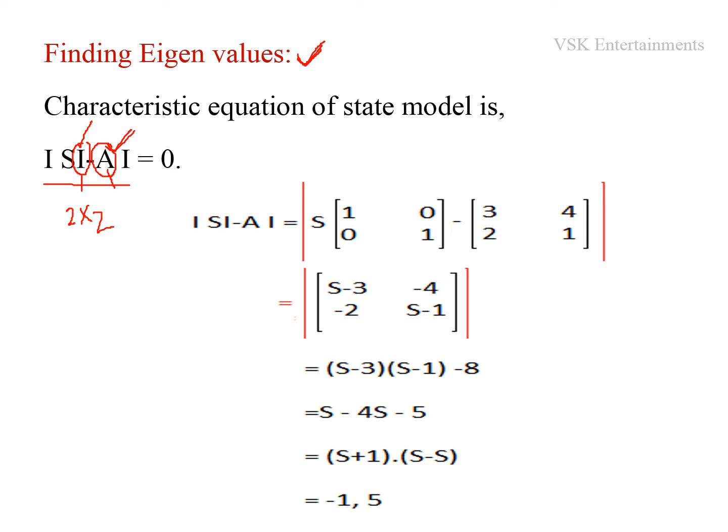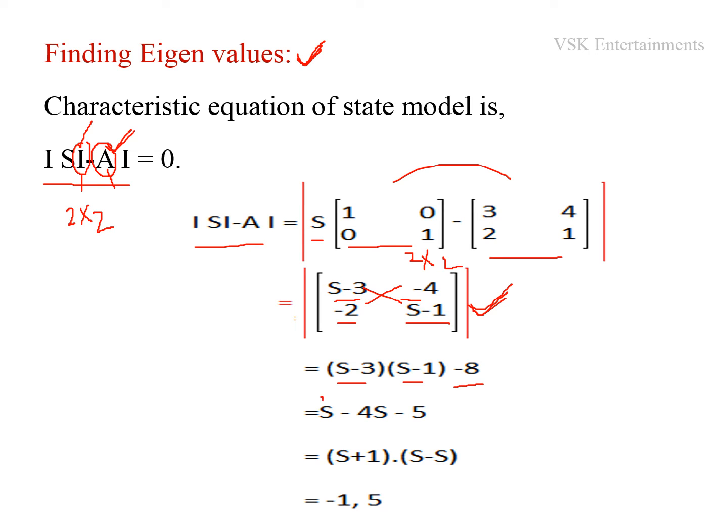Then determinant of sI minus A is equal to s into the identity matrix of 2 by 2, minus the system matrix in the given problem. By simplifying this, we get determinant of the matrix [s-3, -4; -2, s-1]. Now find the determinant of this, that is AD minus BC: (s-3)(s-1) minus (-2)(-4). This becomes plus 8, that is minus 8.